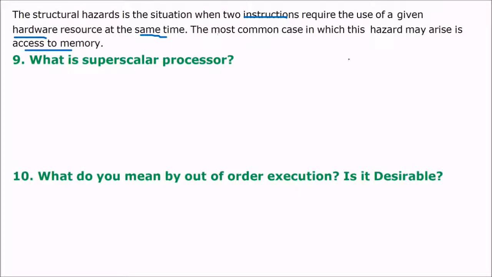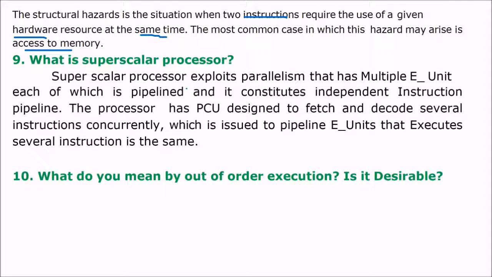What is a superscalar processor? A superscalar processor exploits parallelism. It has multiple execution units, each of which is pipelined, and it constitutes independent instruction pipelines. The processor has a parallel unit designed to fetch and decode several instructions concurrently, which are issued to pipeline units that execute several instructions at the same time.